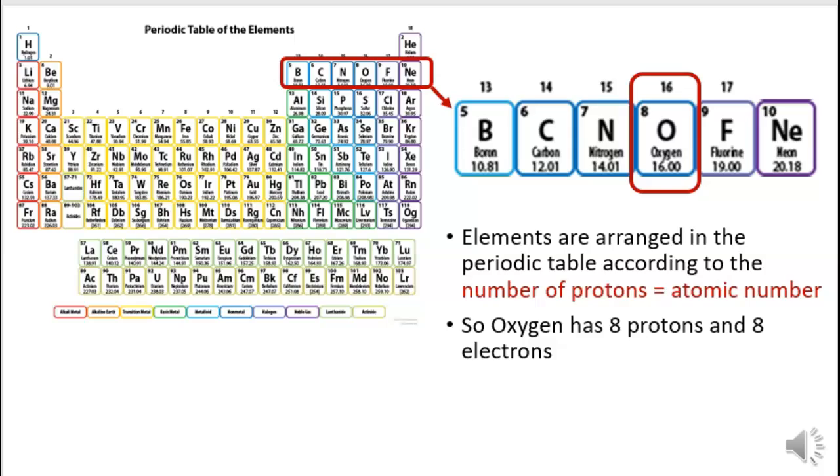The periodic table, of course, arranges atoms or elements according to the number of protons. We also call this the atomic number. So if we look at the entry for just oxygen, we see that oxygen has an atomic number of 8. That means it has 8 protons. We can extrapolate, therefore, and say that a neutral oxygen atom also has 8 electrons.